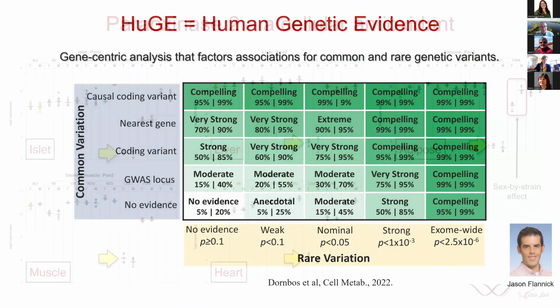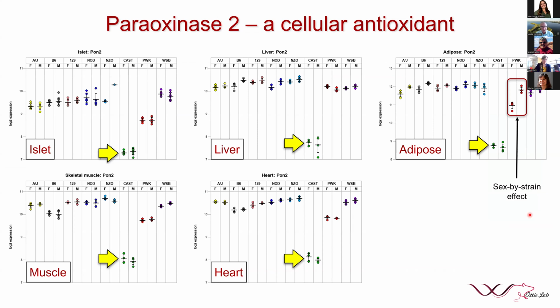And I'm going to show you one example, this gene called paraoxonase 2 or PON2, where in every single tissue, here I'm showing you islet, liver, adipose, muscle, and heart, the expression of PON2, as you can see, is dramatically lower in CAST mice than it is for all other strains. Now, in some tissues, the PWK, which is shown here, is intermediate between the low expression in CAST and the high expression in WSB. And one particular tissue actually shows a very strong sex effect. So not only do we have a strain effect for a difference in PON2 expression in every tissue that we've surveyed, we have a strain by sex influence as a function of tissue only observed in adipose.